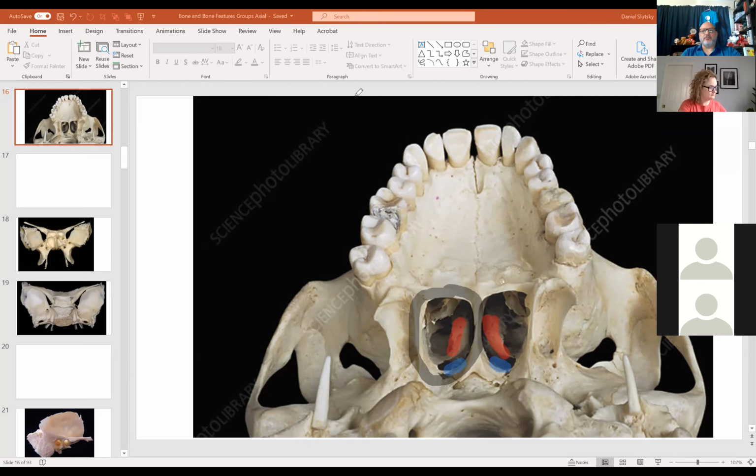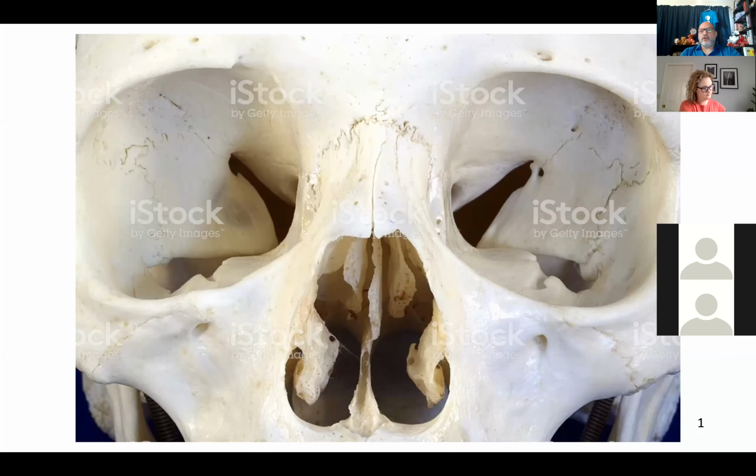So I did want to start by showing you that, but then I wanted to pick up where we left off, and that was working our way through the skull features together as a group. We had just done the orbit of the eye. How many bones make up the orbit of the eye again? 7. 7, excellent, right?